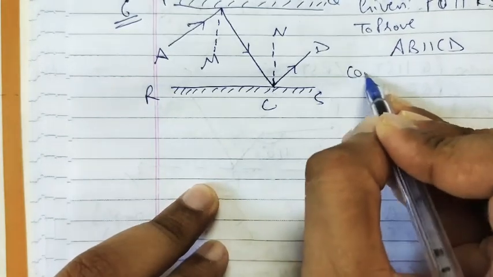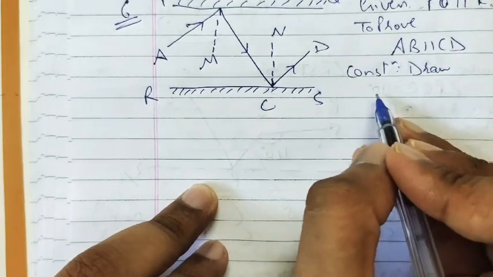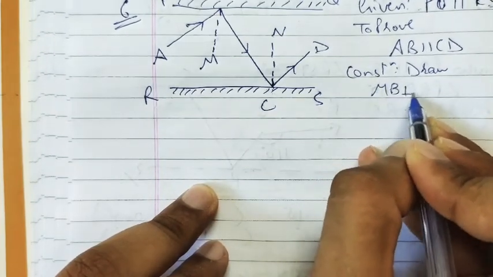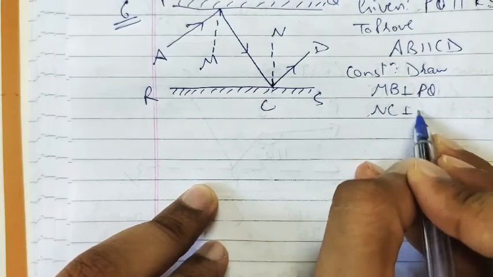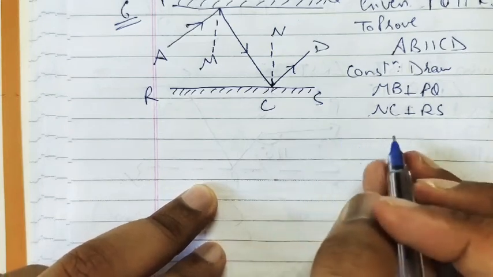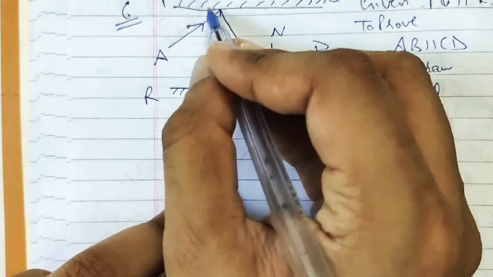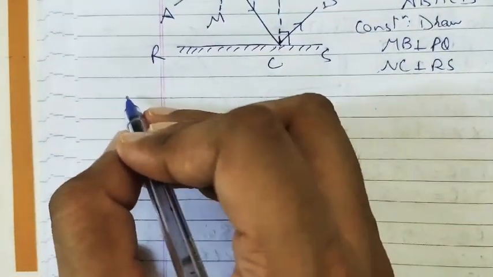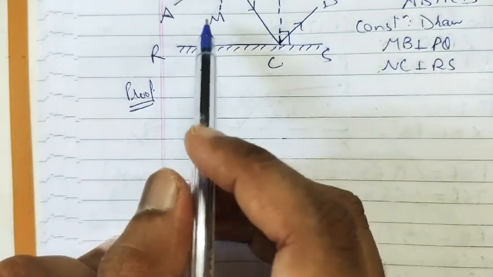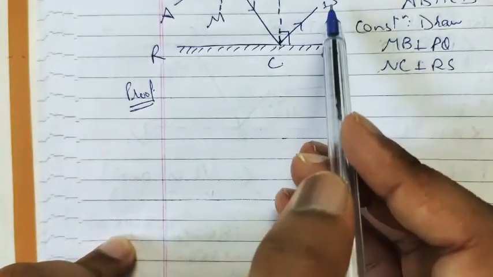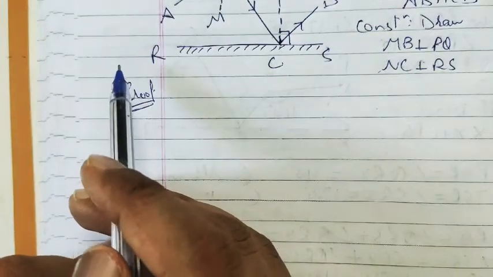So construction: draw MB perpendicular to PQ and NC perpendicular to RS, right? We have constructed these two perpendiculars in this way. So we know the proof. What we are going to do is make angle ABQ equal to angle DCR in order to prove that alternate interior angles are equal, right?